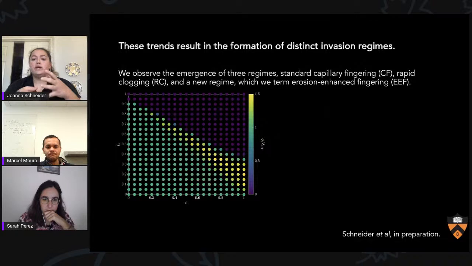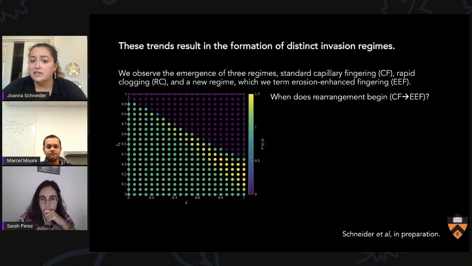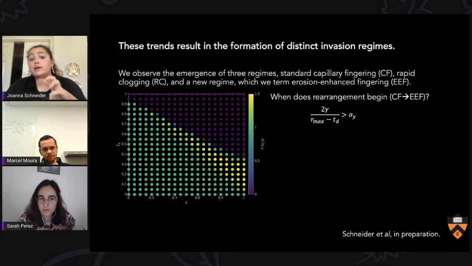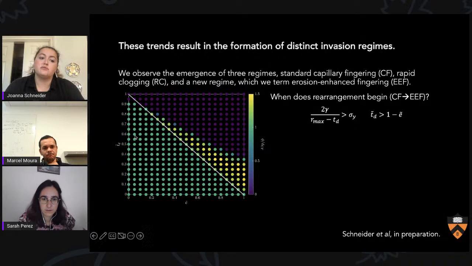What we wanted to accomplish by using simulations was to have a powerful predictive tool. So we wanted to determine analytical expressions to describe the transitions between each regime. We found that by answering really simple questions, we could do just that. To determine the transition from capillary fingering to erosion-enhanced fingering, we simply ask, when does rearrangement begin? That's going to happen when the capillary stress in the largest pore exceeds the yield stress of a deposit. We can rearrange this in terms of our dimensionless parameters, and we see that we have really nice agreement. We can clearly delineate the boundary between capillary fingering and everything else.